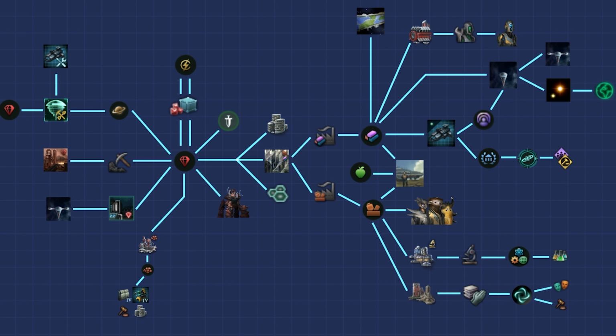Minerals are also used in the production of exotic gases, which allow you to upgrade your energy shields for your ships, your plasma weapons for your ships, as well as edicts and buildings again. And finally, minerals are also used in the manufacturing of rare crystals, which are used for upgrading your ship's hull, as well as your laser weapons, and also for edicts and buildings as well.